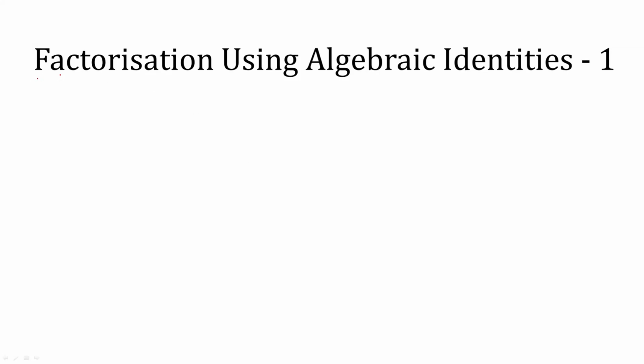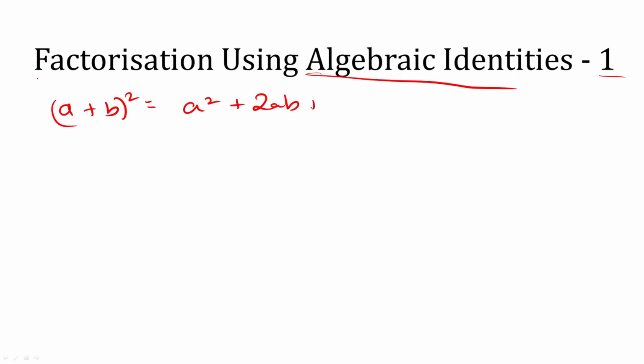In this video, we're going to see factorization using algebraic identities 1. In the last video, we learned an algebraic identity: (a + b) whole square is equal to a square plus 2ab plus b square. Using this, now we can do the reverse.